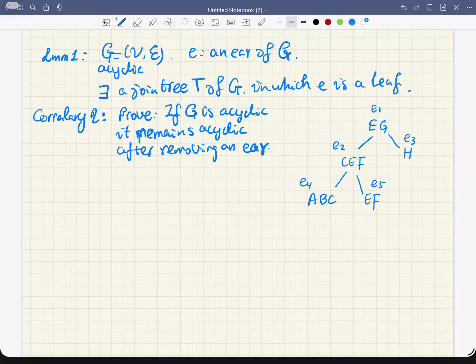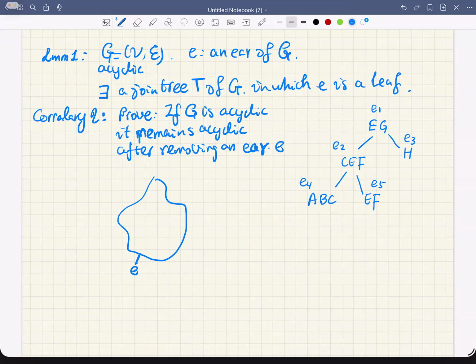I can talk about this corollary here because this is to apply lemma 1. Are you able to prove this? If any one of you can see how to prove this, that would be awesome. The idea is this: by lemma 1, if you have this ear E, you can find a tree, and for this tree, this E is a leaf. This is from lemma 1.